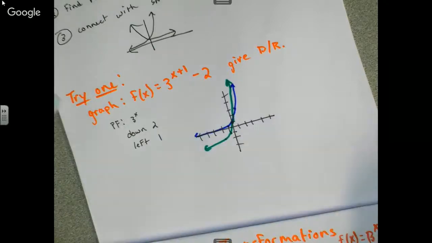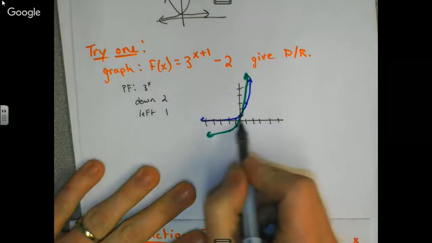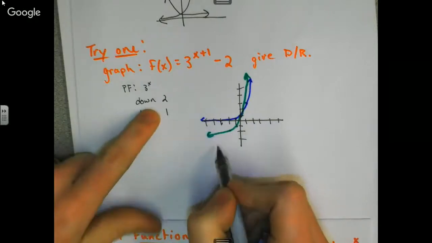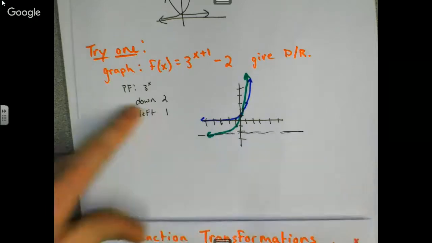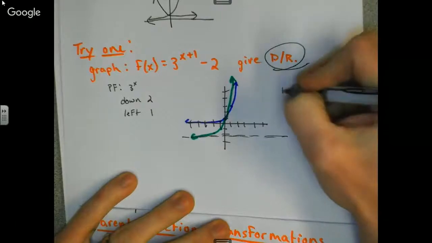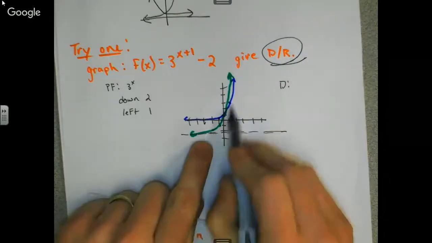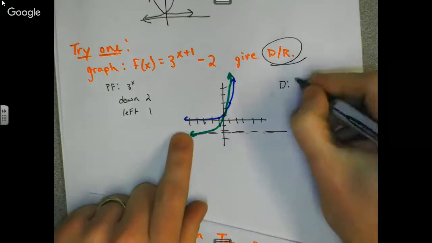One thing to note, I had this horizontal asymptote right here. That also gets bumped down 2. So 1, 2. I do not cross that line. Why is that important? For my domain and range. Looking at domain, looking at this green line, what can my x values be? They can be anything.